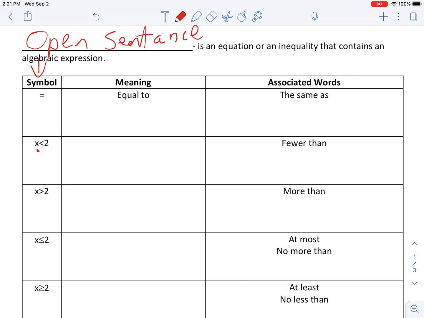So in this case, x is less than 2. So your meaning is obviously less than, and fewer than is your associated word for that symbol. This next one says x is greater than 2. The alligator does always eat the bigger value if you're still unsure with that. X is greater than 2, so the meaning is greater than. And the associated word here is more than.